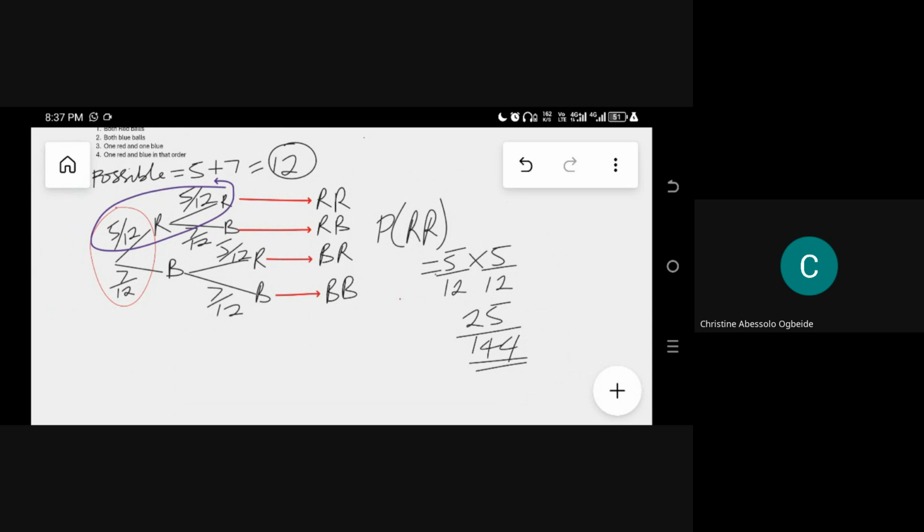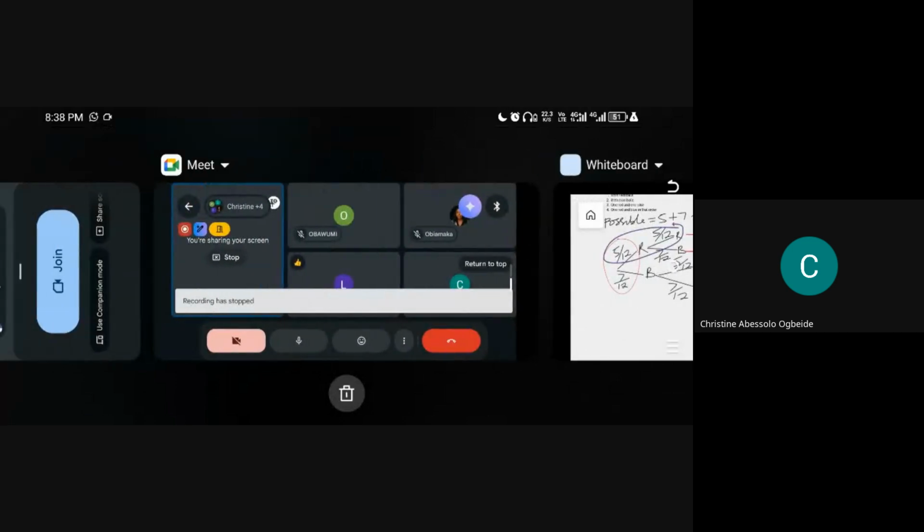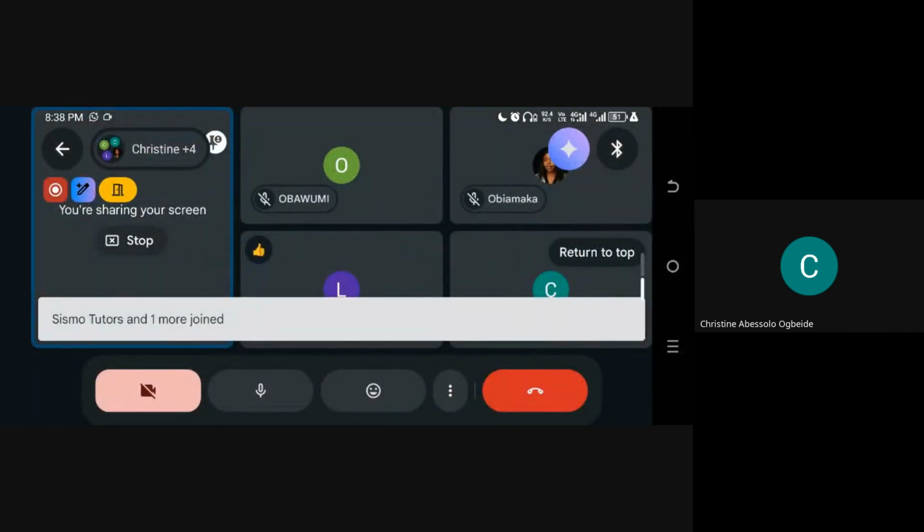So once you see "and" in probability, that's multiplication, it means you're multiplying. So the probability that the first is red and the second is red, that's the probability that both of them are red. So red and red, you can see there from the tree, 5/12 times 5/12. Then you get that result. Does everybody understand how I got that? Okay.